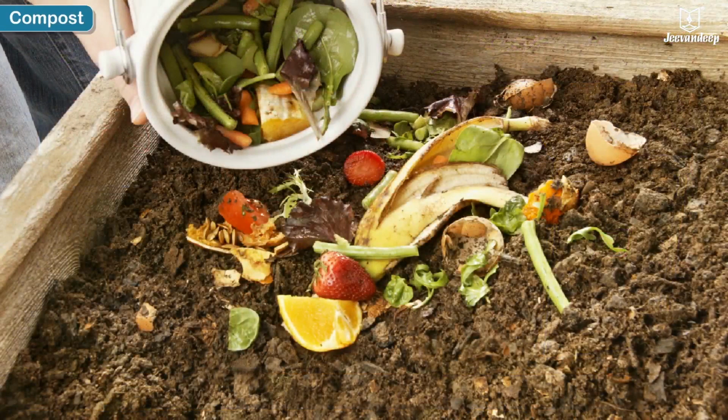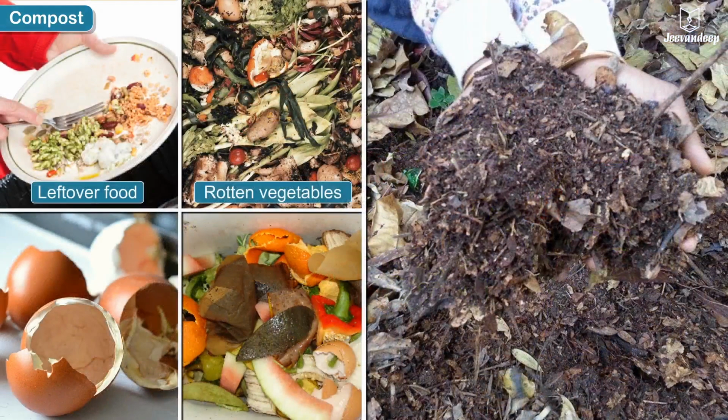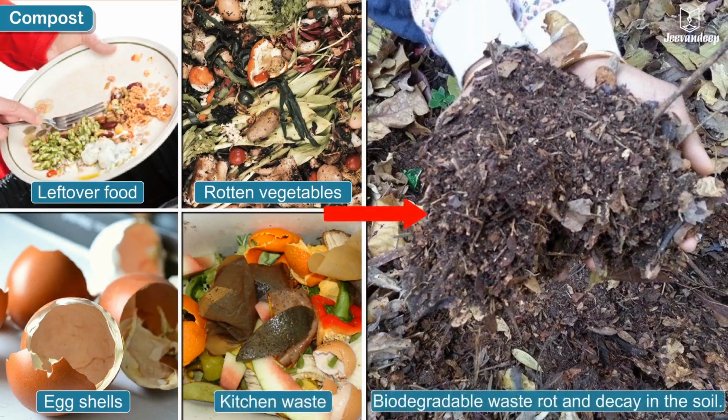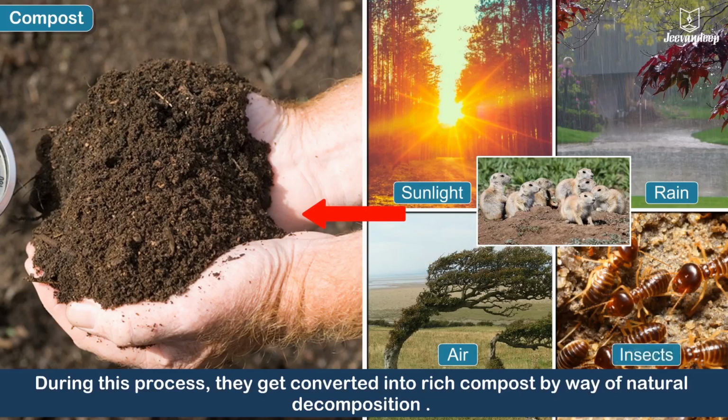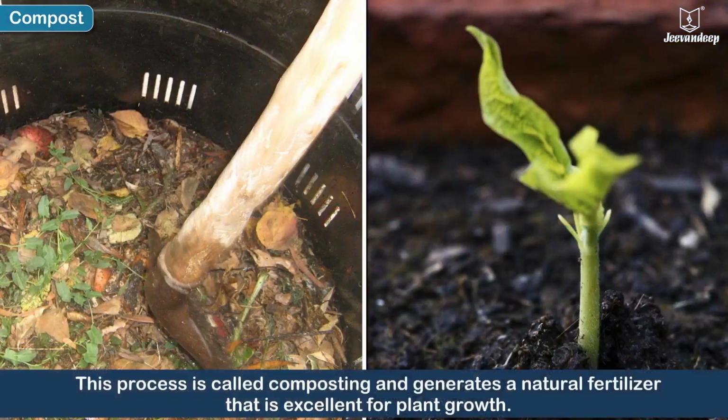Compost. Leftover food, rotten vegetables, eggshells and other kitchen waste rot and decay slowly in the soil. During this process, they get converted into rich compost by way of natural decomposition and the reaction of sunlight, rain, air, insects and small animals that live in the soil. This process is called composting and generates a natural fertilizer that is excellent for plant growth.